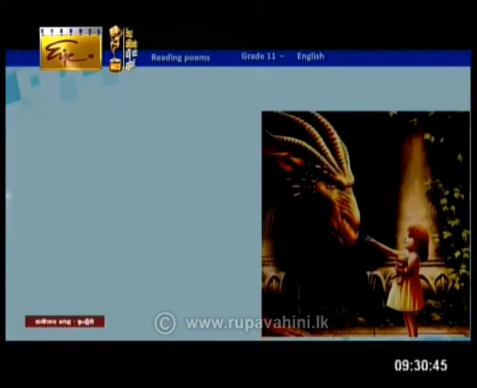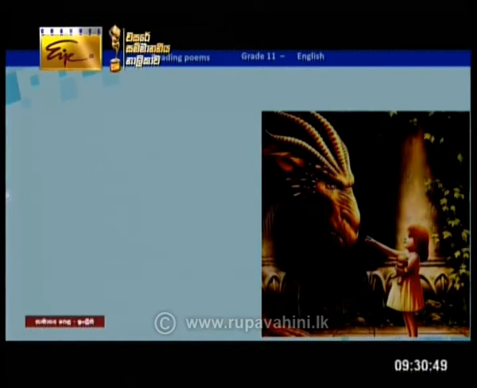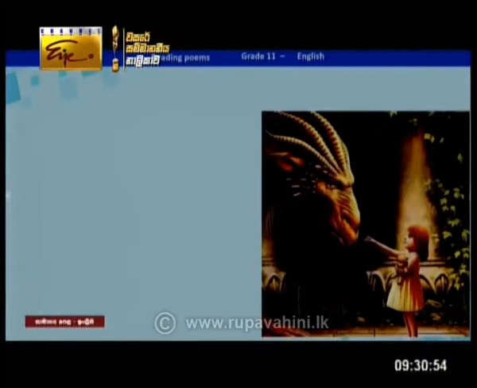Before that, I will show you a picture. What can you see in this picture? Yes, indeed. You can see a dragon and a little girl. Now I have given you a clue for the poem and you can guess the story behind the poem. Let's look at the poem.